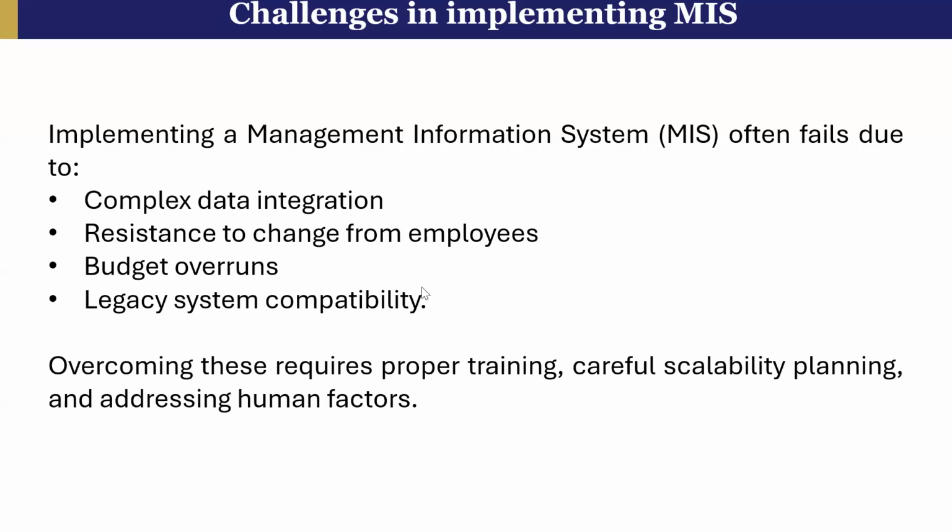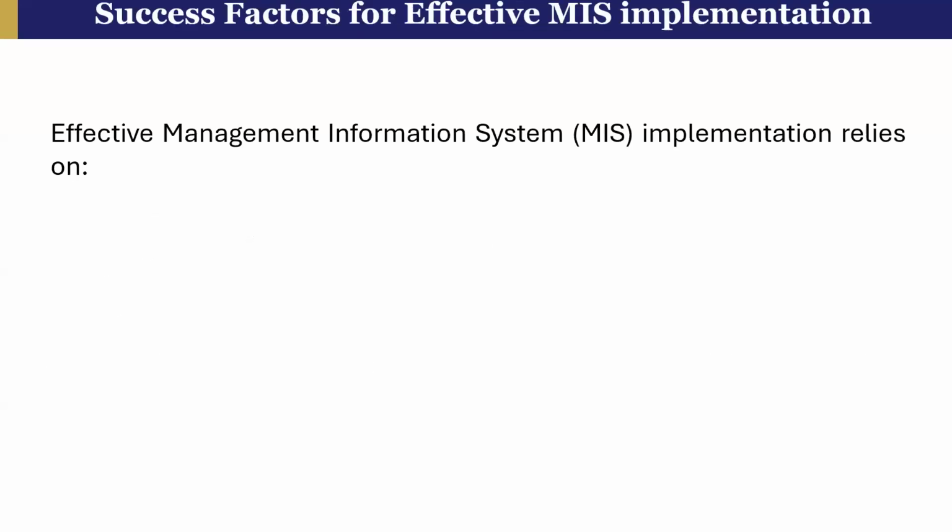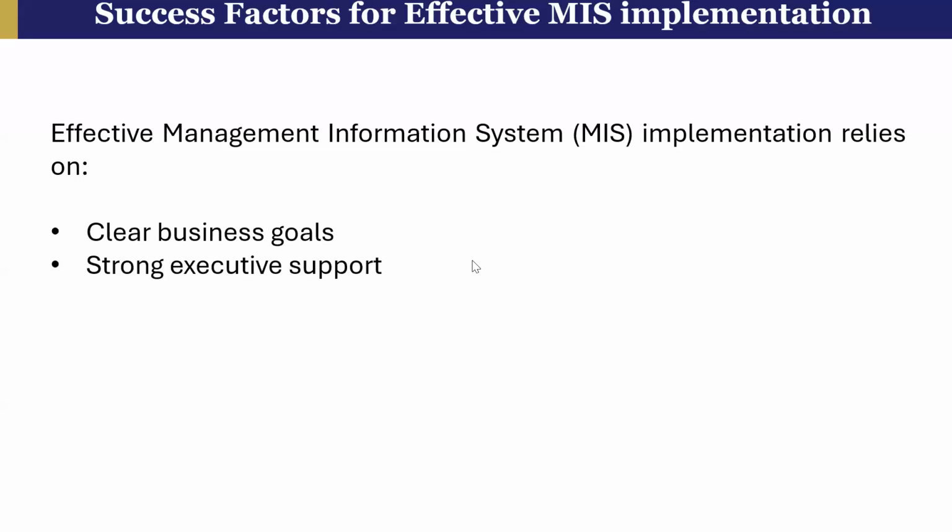challenges, which require proper training, careful scalability planning, and also addressing the human factors. Because the human being is one of the troublesome components of an information system. We come with several complex issues. We come with our belief system, our religion, our culture. Human beings can be hungry, angry, sad, or happy. So putting all these things together is a really big conundrum for ICT implementation.